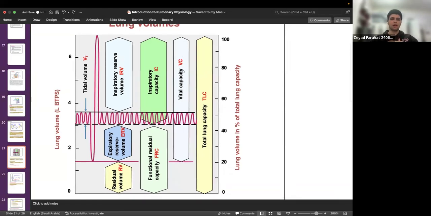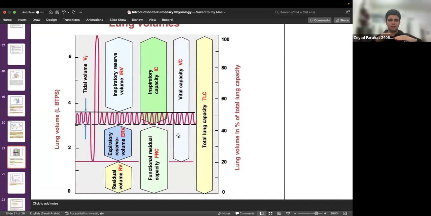Vital capacity and TLC are the most important. TLC is the total lung capacity. Total lung capacity is, as the name goes, the total lung volume at the maximum inhalation. Khalas, this is the most you can ever get. And vital capacity is important as well because this is the most you can expire or the most you can breathe, basically.